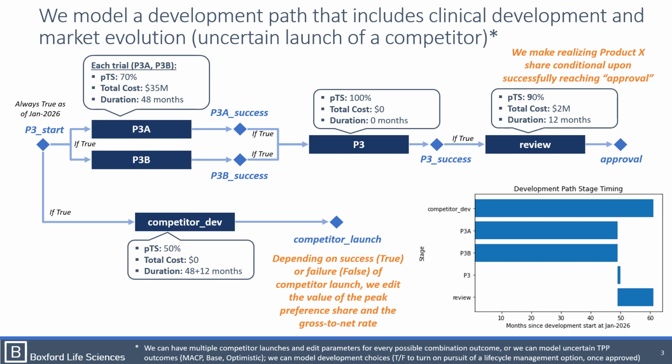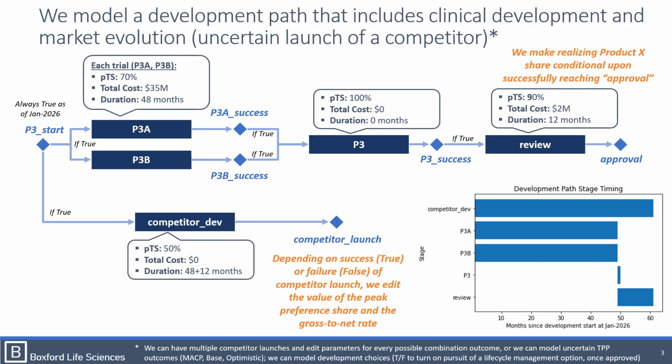We initially start and set a state P3 start, and we set that to true as of January 2026. What true means is that we have successfully reached that, or if we treat that as a decision variable, it means that we turn on that individual path in the overall development path.